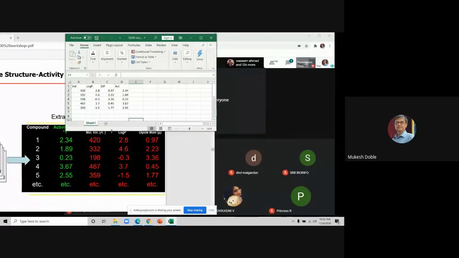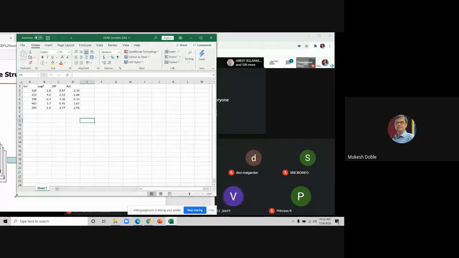So I have copied them. All the activities, all the Y's are put here. You can see here, all the volumes are put here, log P's are put here, dipole moments are put here. How did I calculate the descriptor? I went to Swiss ADME like software and then calculated. I'm picking up just 3 descriptors, but as I said, you can calculate thousands of descriptors. Activities are known from my experimental data.